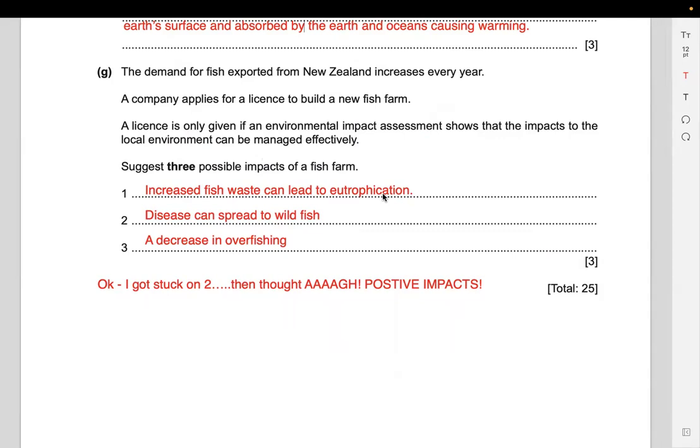We learned that in the course. And then I was like, okay, what's another bad impact? And I was really struggling. And then I was like, it could be a positive impact. So remember, impact could mean positive or negative. So you could say more jobs in the area, or you could say a decrease in overfishing.